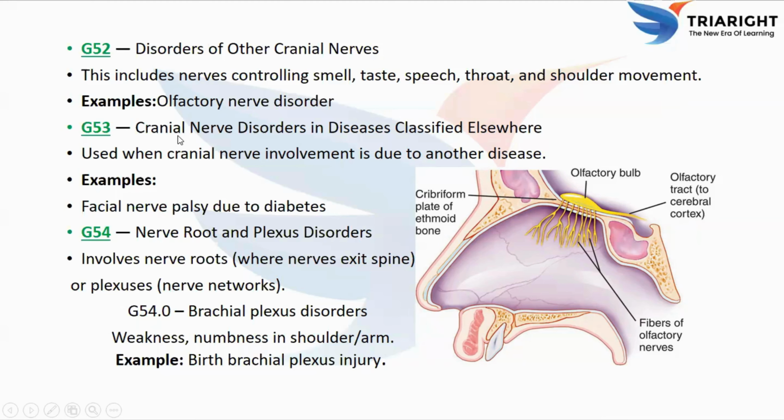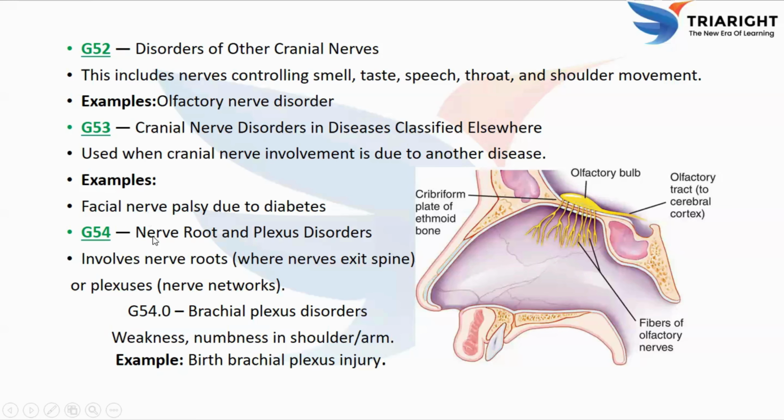And G53 is cranial nerve disorders in diseases classified elsewhere. So when this code is used, it is for a cranial nerve problem that happens because of another disease, not on its own. For example, a facial nerve palsy due to diabetes, or a cranial nerve weakness caused by infection or tumors. So the nerve problem always happens because of another disease; it cannot happen on its own. This is the meaning of the G53 code.